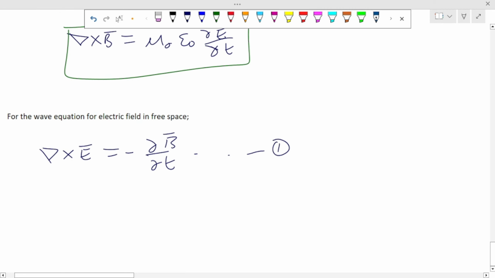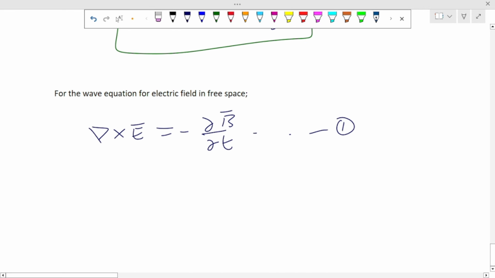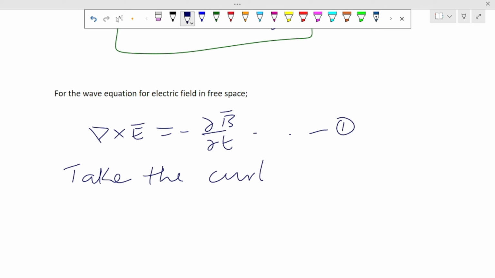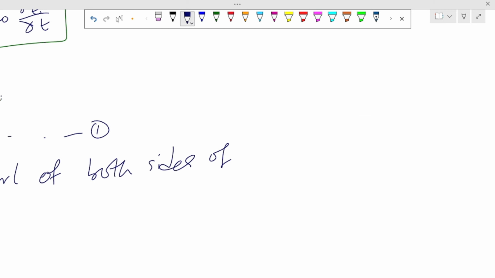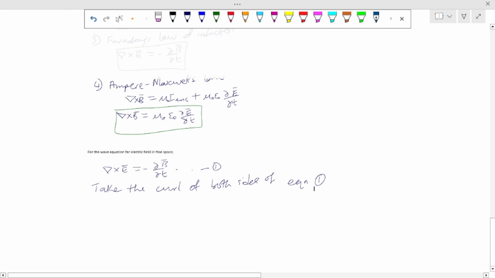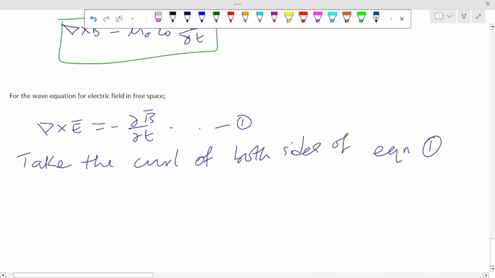So the next thing to do is to what? Take the curl. Take the curl of both sides of equation 1. Do I have to write all this? Equation 1. Okay? Take the curl of both sides of equation 1. I'll make that smaller later.